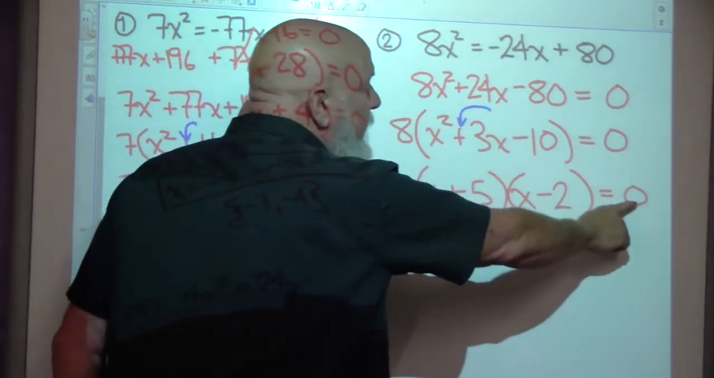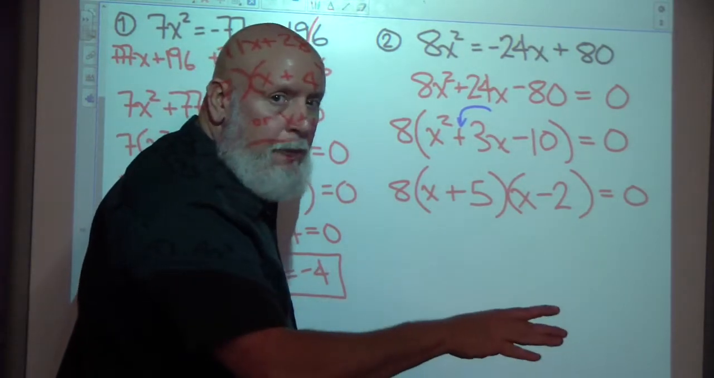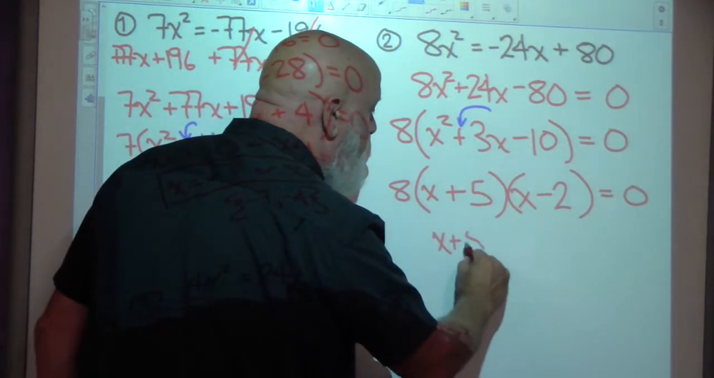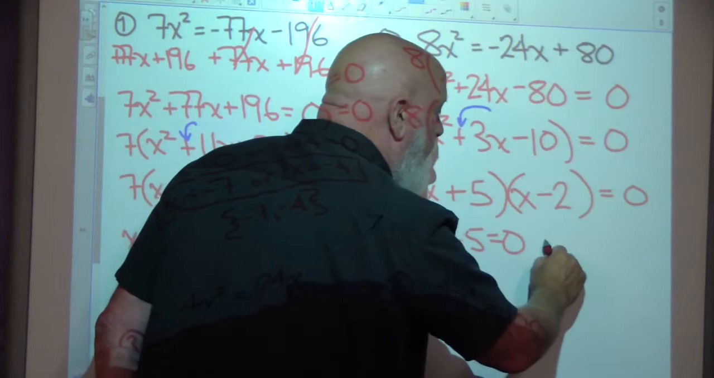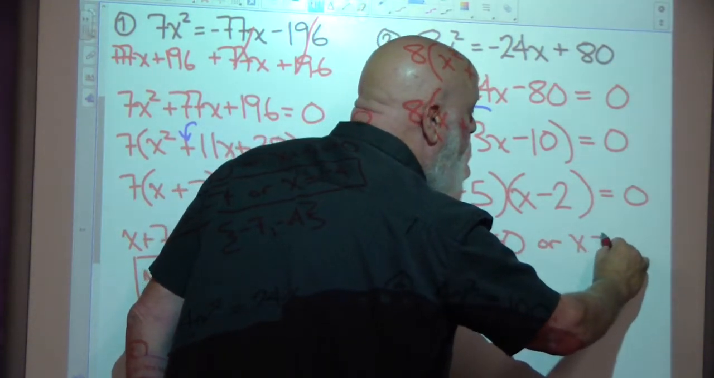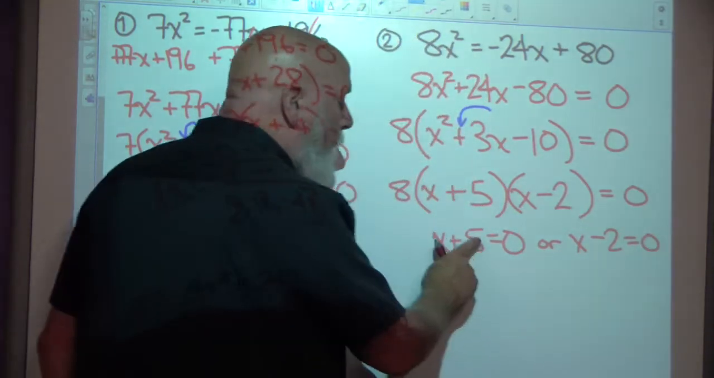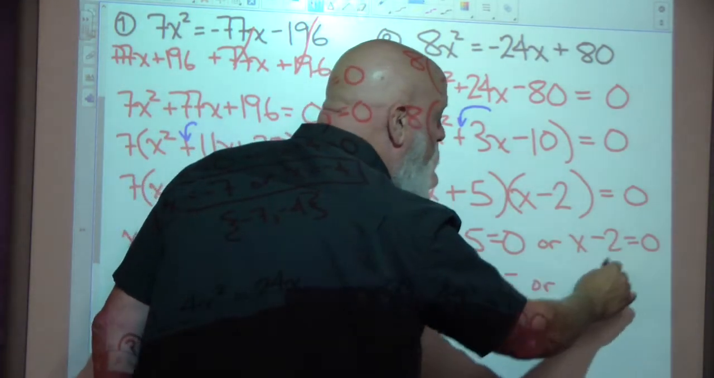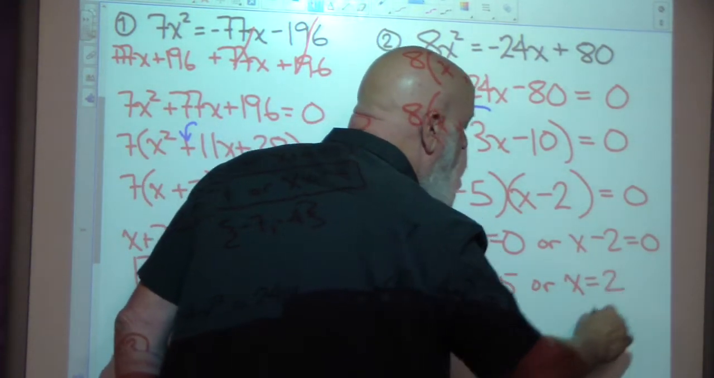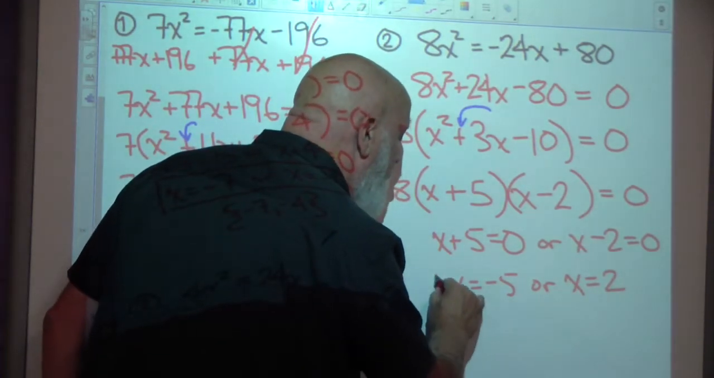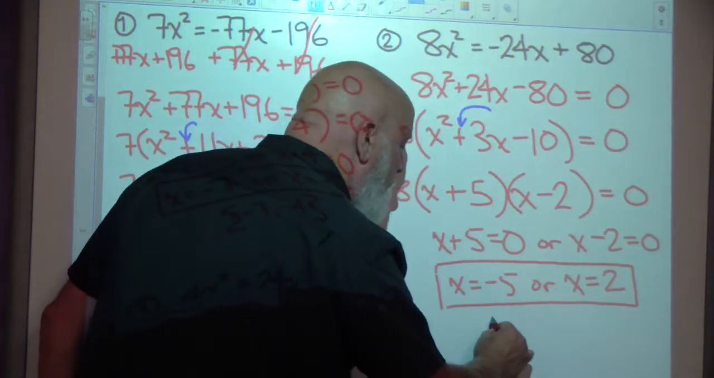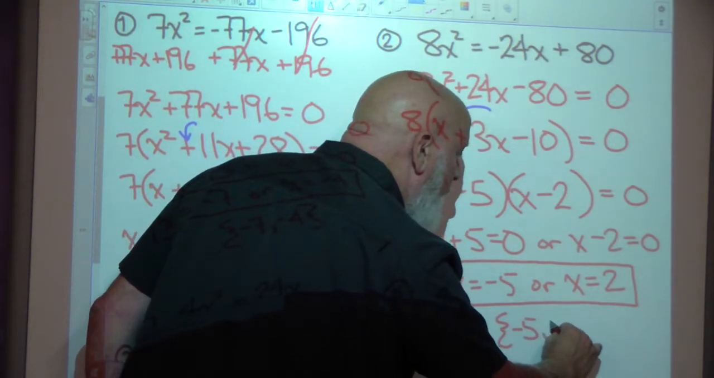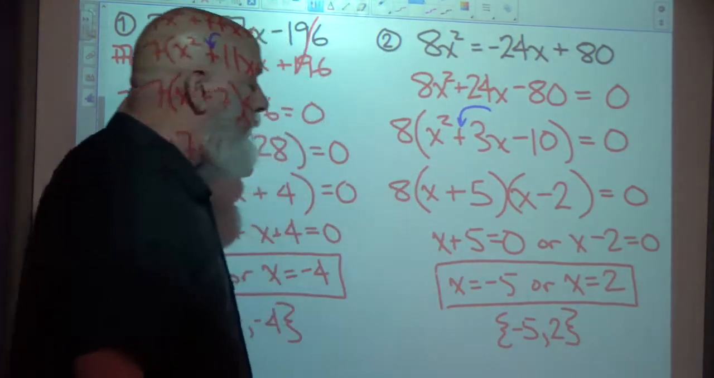If this times this times this is 0, then either this one is 0, and it will never be because it's 8, and there's no variable there, or this one could be 0, or this factor could be 0. And so I solve the variable equations that could be equal to 0. I subtract 5 from both sides. Here I would add 2 to both sides. So my two solutions would be x is equal to negative 5 or x is equal to 2. And I could write that as the set whose members are negative 5 and positive 2. That's another way of writing the same solution.